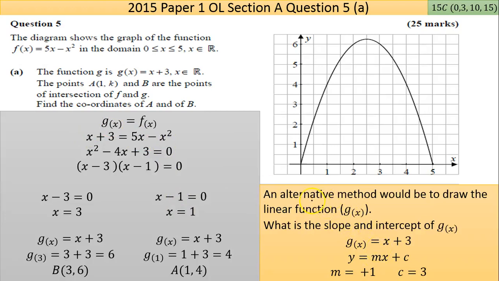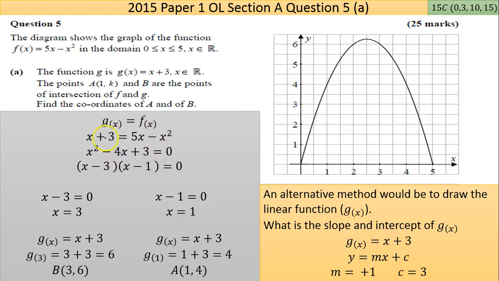Now, that's one way of doing it. Actually, that's the way I did it when I first looked at it. What we could do, in the way I have here on this side, is put both functions equal to each other. So the function g of x, x plus 3, equals f of x, 5x minus x squared. That will tell you where the two functions are the same, which is at their points of intersection.